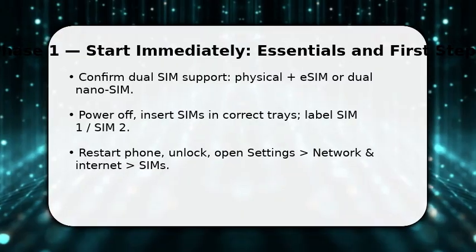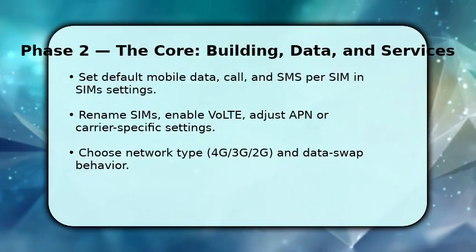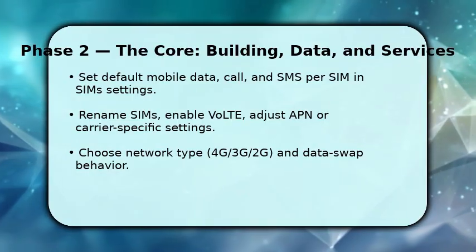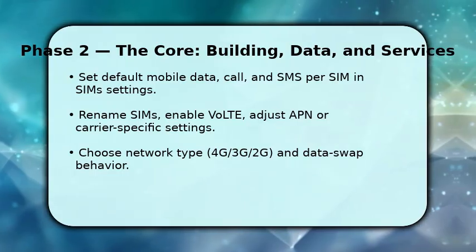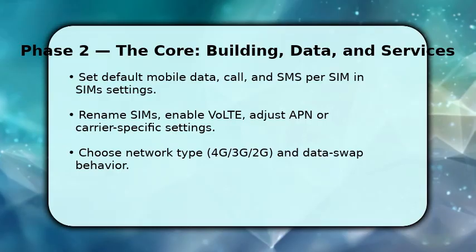Now you assign how each SIM is used. In the SIMs menu, pick the default for mobile data, default for calls, and default for SMS. This controls which line is charged or billed for what.